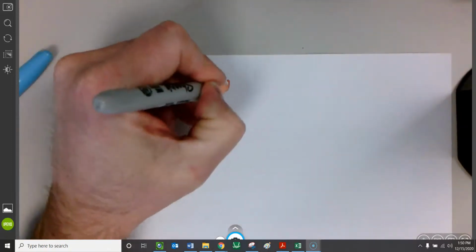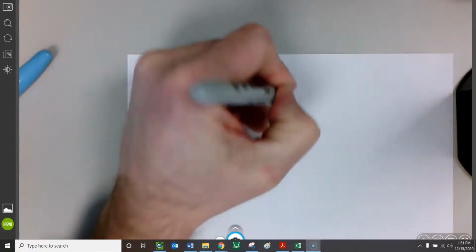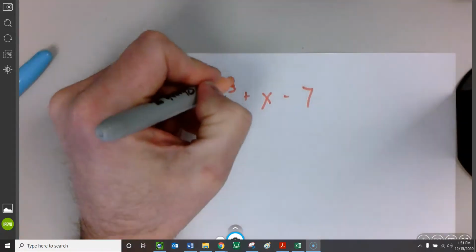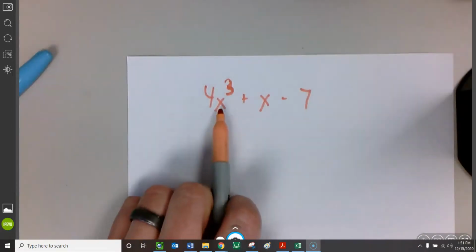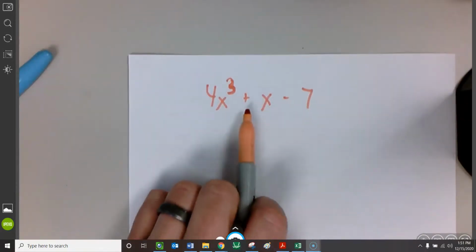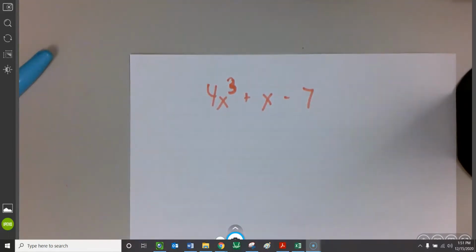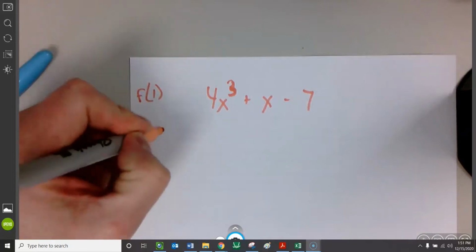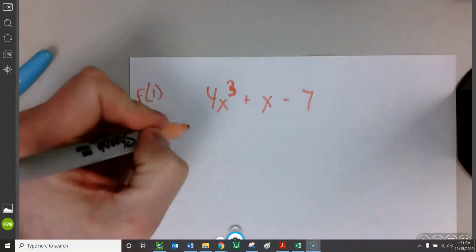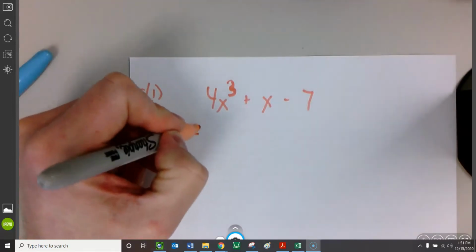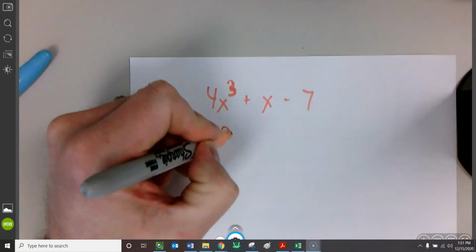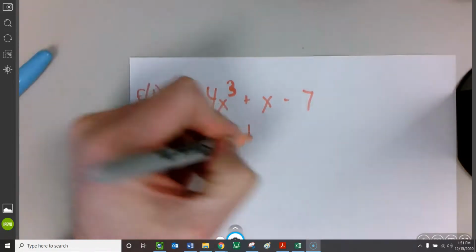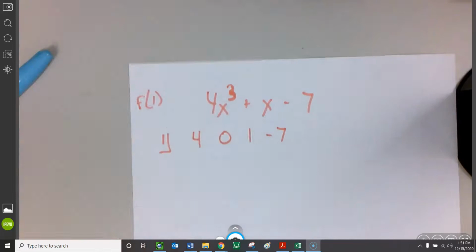What I wanted to mention earlier was if you happen to have a polynomial that goes 4x to the third plus x minus 7, the terrible 3 to the third. Notice it goes from x to the third to x to the first. It's missing that x squared in there, and we would need a 0 placeholder. So if I was to evaluate this for f of 1, 1 would go into my box. I would ditch the variables and just put the coefficients: 4 for x cubed, 0 for x squared, 1 for x to the first power, and -7.